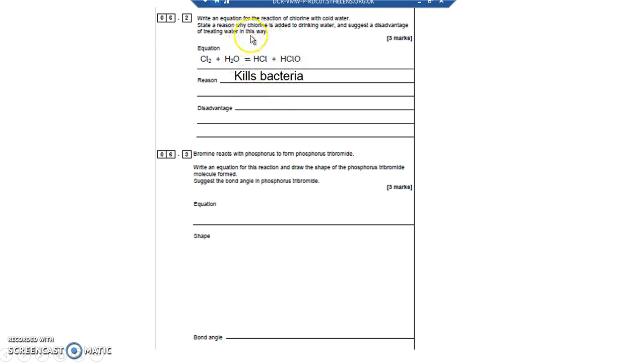A disadvantage of treating water in this way. Well, you want to kill bacteria so that when you drink it, it doesn't harm you. But a very small percentage of the water is actually drunk. Quite a lot of it's used for washing clothes, flushing toilets, watering plants, etc. So most of the potable water is treated water, but water that's been treated with chlorine is not used for drinking.